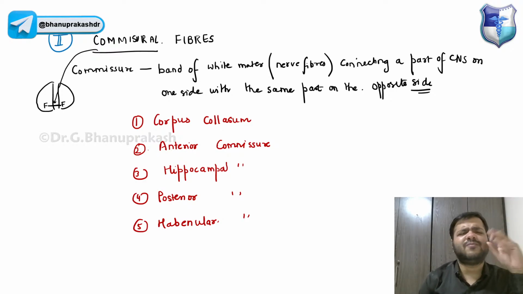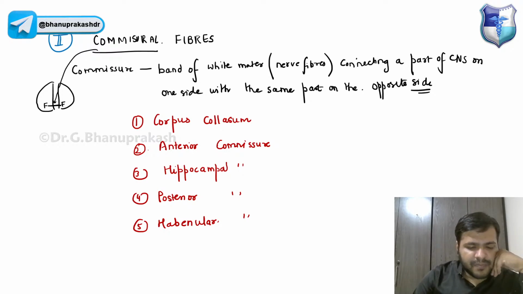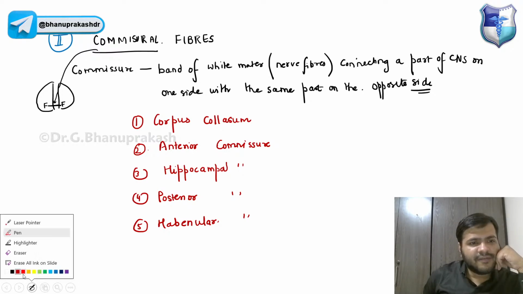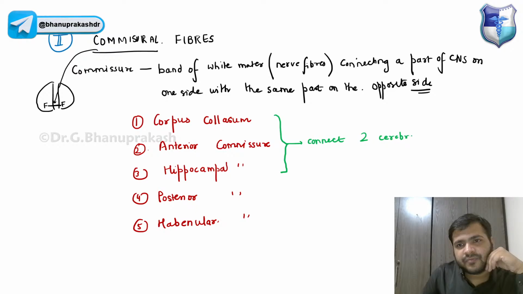We are going to discuss it one by one. So no need to worry, absolutely no need to worry, guys. Now, this corpus callosum, if I just want to differentiate this corpus callosum, anterior commissure, and the hippocampal commissure, basically they connect two cerebral hemispheres.